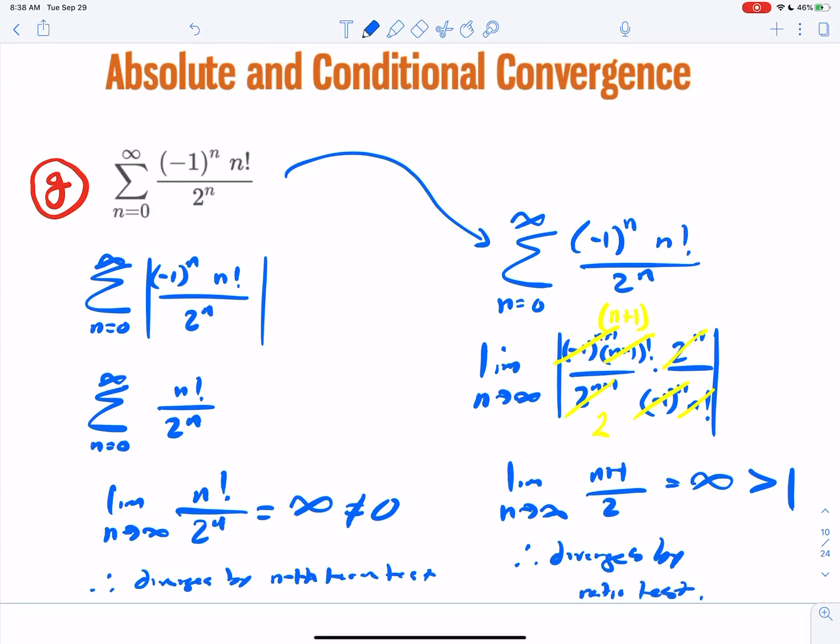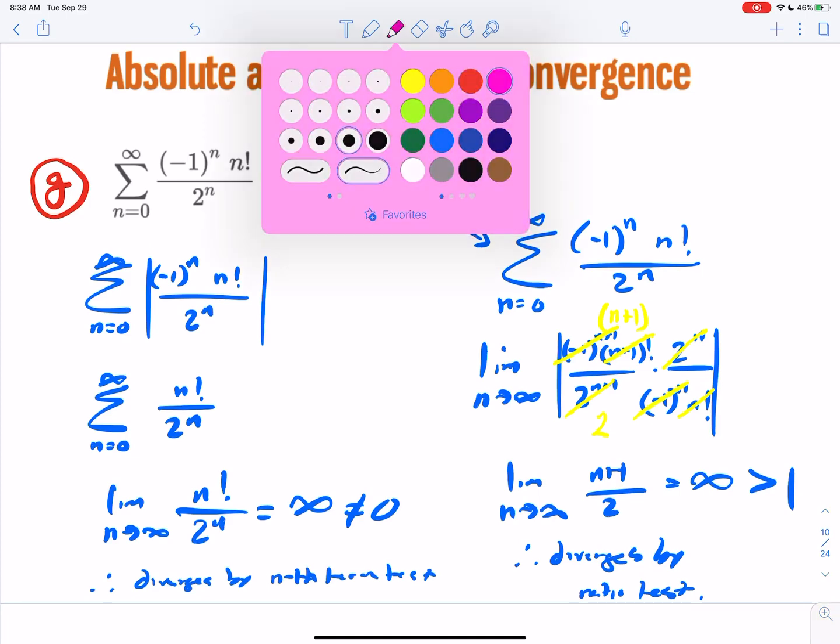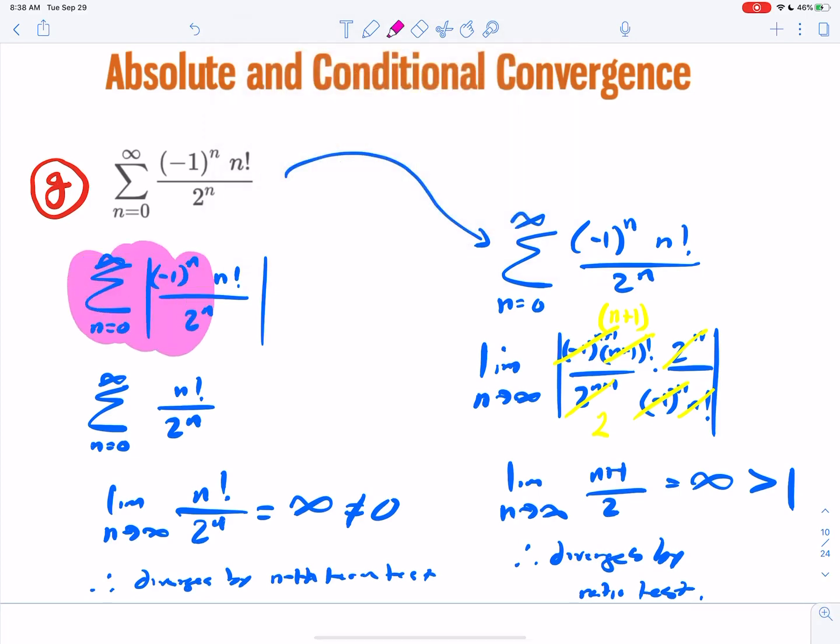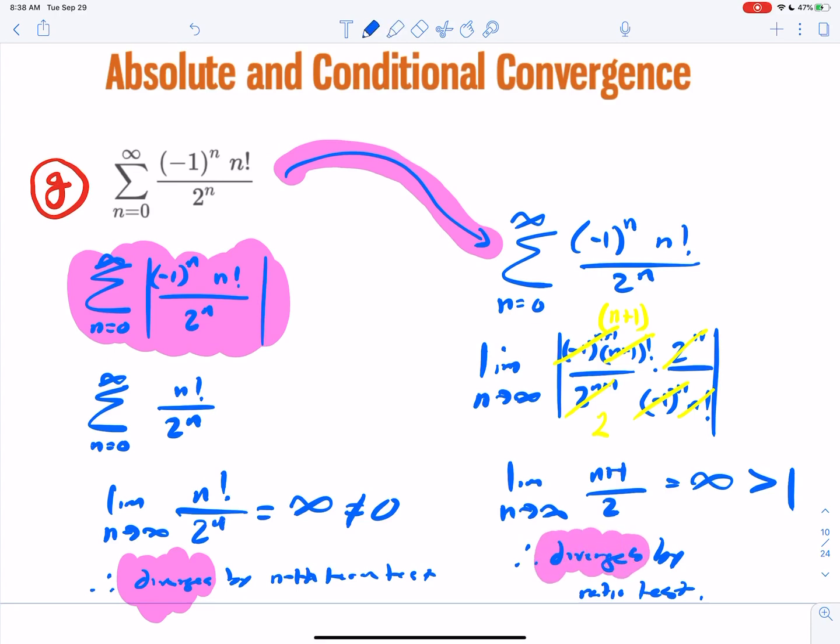Okay, so look, I'll highlight it in pink. We ran the absolute value test, and we found out that it didn't work. Then we ran the conditional test, and we found out that that doesn't work either. So what does that resort to? Therefore, this series diverges. Okay, it doesn't converge absolutely or conditionally. All right.